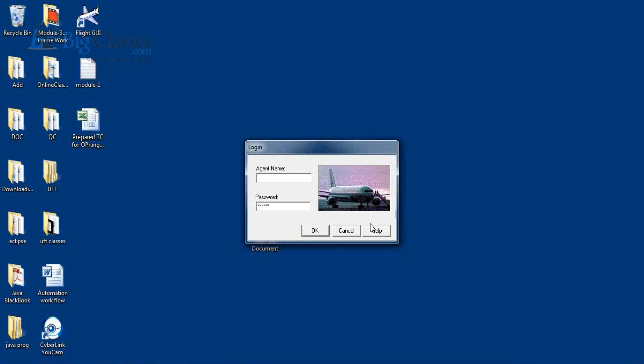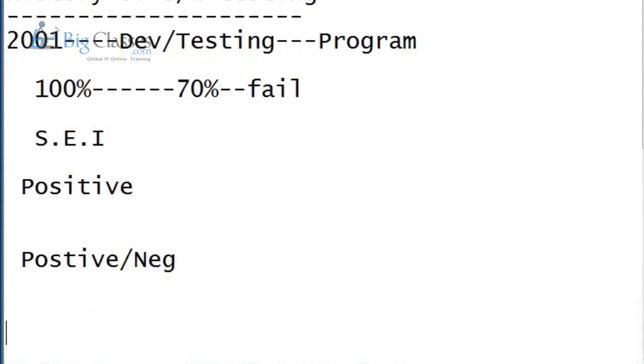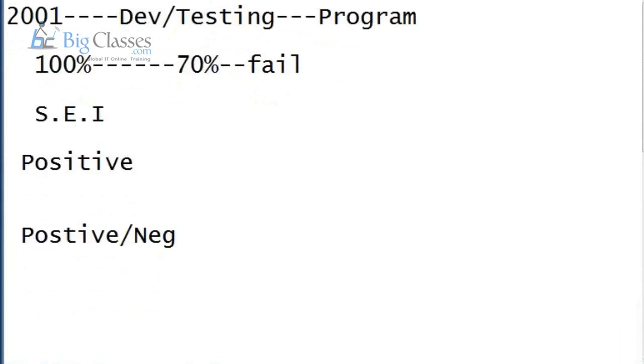Simple thing, guys. Checking the application with valid inputs is called positive testing. Checking the application with invalid inputs is called negative testing. Understand, guys? So before 2001, there were no software testing engineer jobs. So from 2001 on.